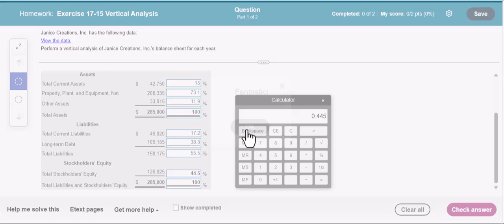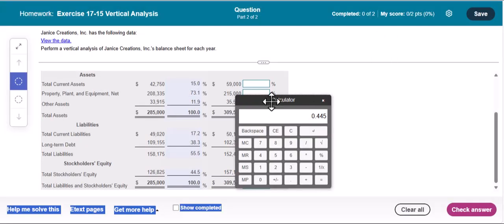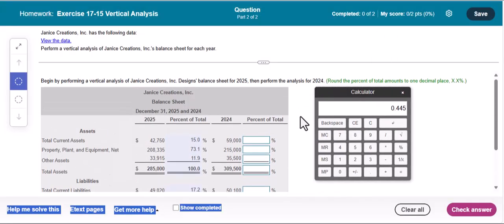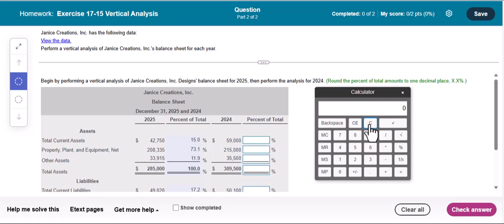Fantastic. Okay, so now they have given us the next year. We'll go ahead and take our total current assets for 2024. That's 59,000. And we're going to divide it by 309,500 given to us here out of the total assets. So let's go ahead and enter that in, and that gives us 19.1% since we are rounding this 0.06 up. So that is going to be 19.1%.